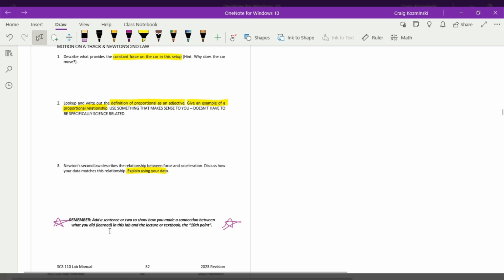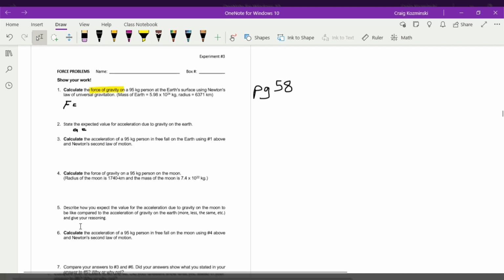And so, kind of like we had a structure for writing our hypothesis during our first experiment, it's good to have an idea of how you want to answer the 10th point each week. Unfortunately, some students only talk about the lab or only talk about lecture and fail to make the connection between the two. And so, in order to receive full credit, you must think about making the connection between what you did or learned in the lab and how that relates back to the lecture.